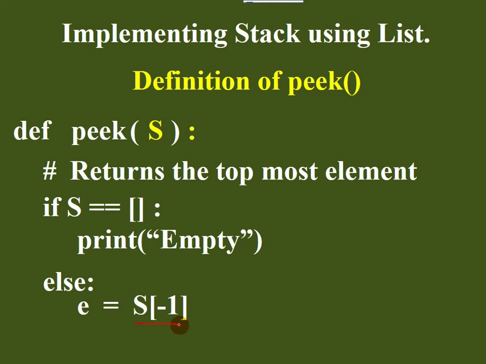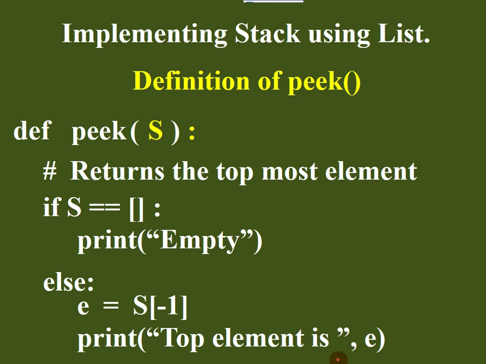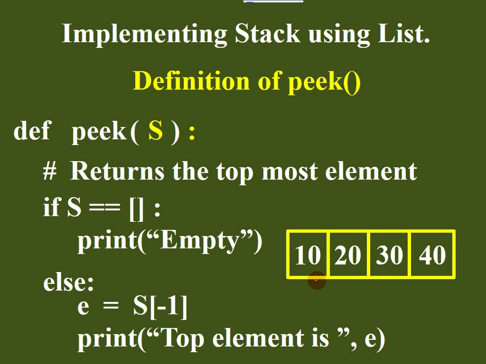So s of -1 will give you the topmost element of a stack that can be stored in variable e, and e must be displayed in the computer's monitor. How does s of -1 return the topmost element? You consider a list with 4 elements. This is forward indexing and this is backward indexing. So this is the element at the bottom, this is the topmost element. So if you want to return the topmost element, s of -1 will always give you the topmost element.